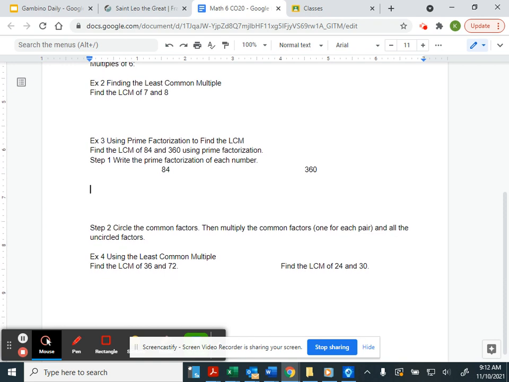Finding the least common multiple. So it's the same thing. The first one was a word problem. Now it's just the numbers. So we're going to do the same thing. We have 7 and 8.